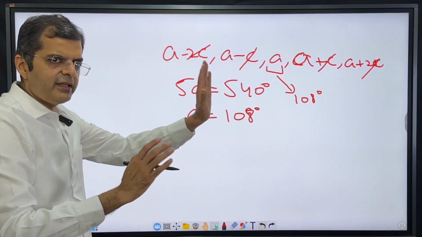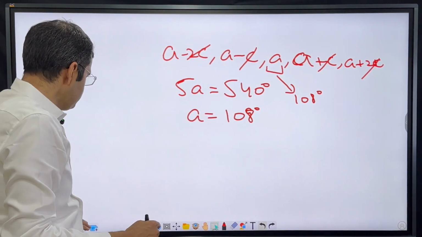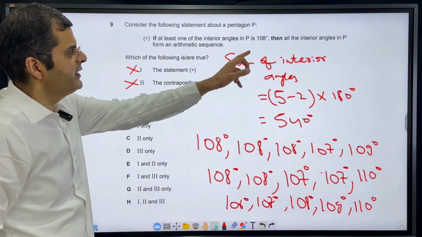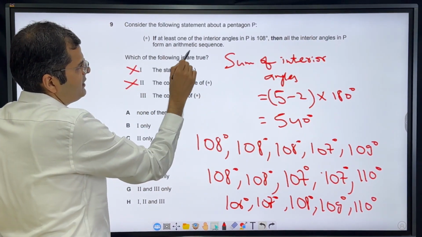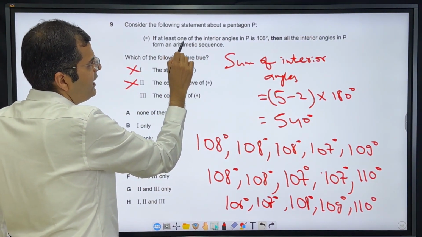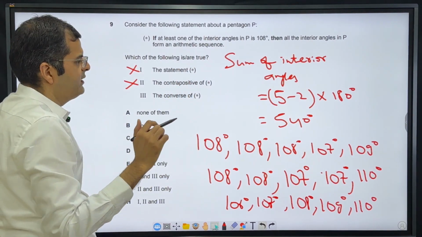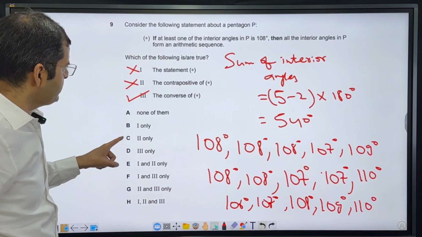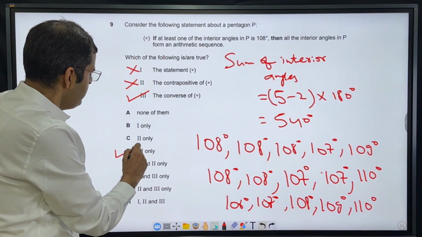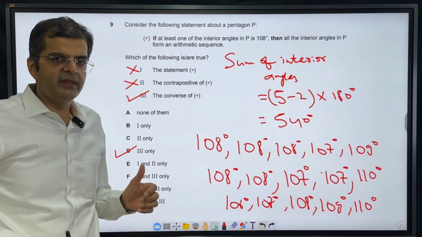So if they form an arithmetic sequence, that means one of the angles is 108 degrees, which is the converse of this. If the interior angles form an arithmetic sequence, it means that at least one of the angles is 108 degrees. So converse is correct. So third is correct. So now which of the statements is correct? 3 only, which is answer option D. That's the correct answer.